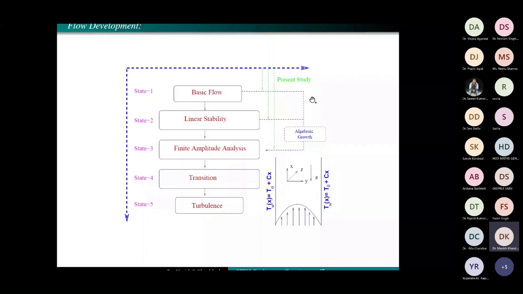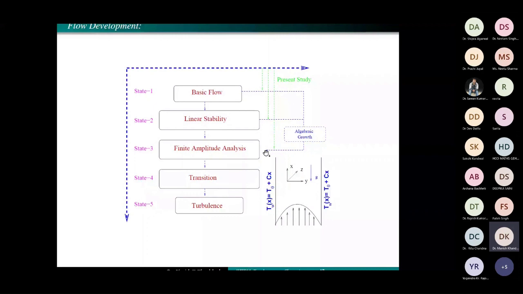Once you know the basic flow, that is now the time to start the stability analysis. The basic flow is nothing but the flow features. With the basic flow, we have to develop the first linear stability analysis, then finite amplitude or weakly non-linear stability analysis, then transition to turbulence. Basically, these two steps are very complicated with respect to the analysis and the numerical simulations. So that's why I have developed the equations up to the weakly non-linear stability analysis.